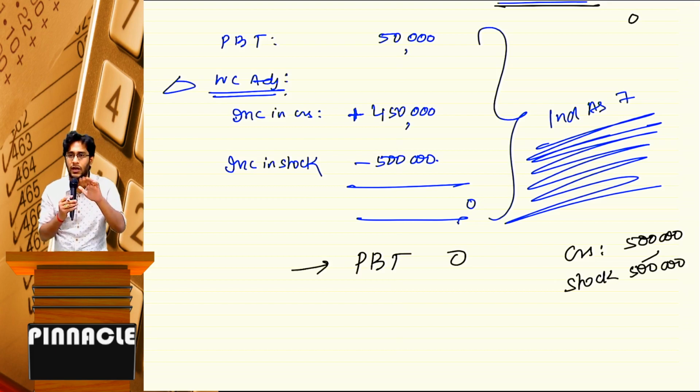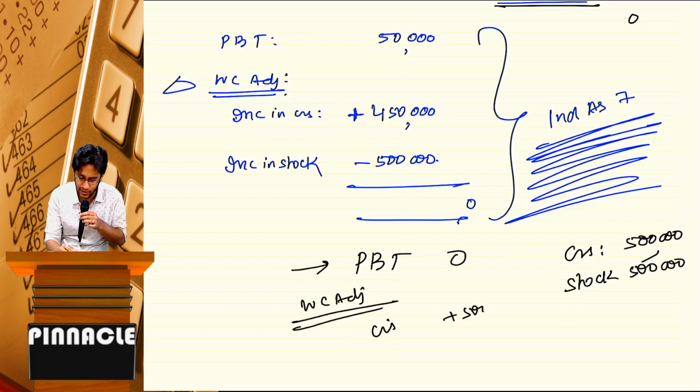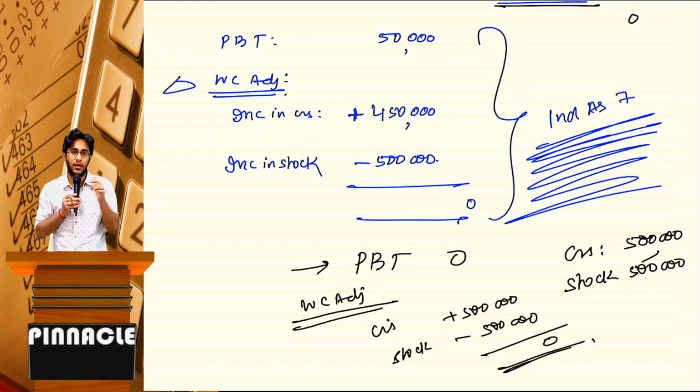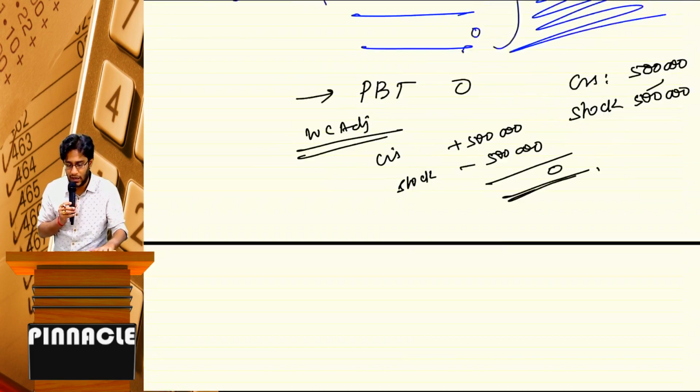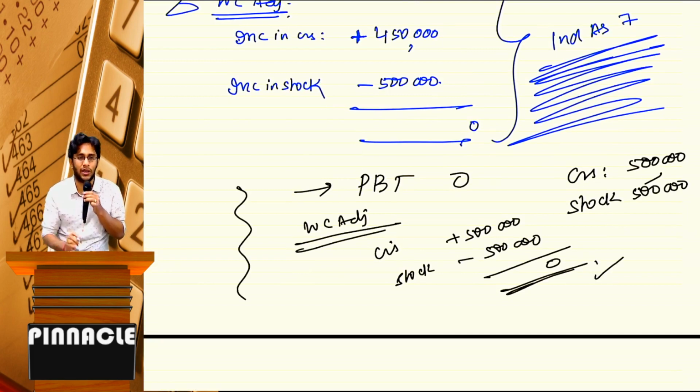PBT is 0, so there is no addition or subtraction. Straight I will go and do working capital adjustments. Creditors increase, plus 5 lakhs. Stock increase, minus 5 lakhs. Ultimately the answer will be 0 here also. In this case, the unrealized gain is there, but I did not record it. When you do not record, the effect will automatically come.